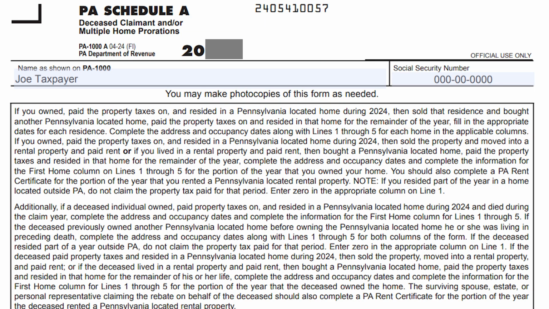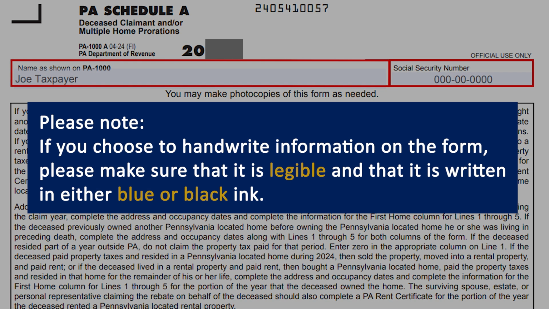Begin by entering the applicant's name and Social Security number at the top of the form. If you are completing the Schedule A online, this information can be typed in. Please note, if you choose to handwrite the information on this form, please make sure that you legibly print and that you use either blue or black ink so that our machines can scan the form properly.